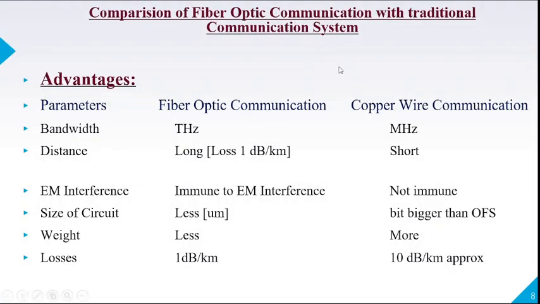Now we will see the comparison of optical fiber communication with traditional communication systems. We will see the advantages first. We are comparing the optical fiber communication system with a conventional communication system depending on these parameters. Bandwidth: in fiber optic communication, the bandwidth is in terahertz. In copper wire communication or conventional communication systems, it is in megahertz. Distance traveled is long in fiber optic communication, and in traditional communication systems it is short.